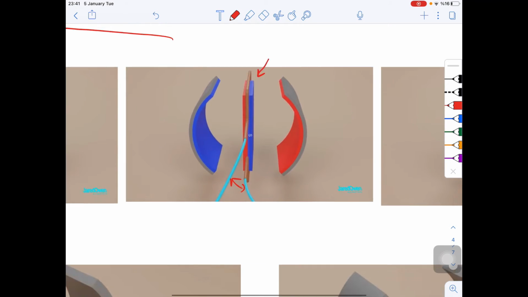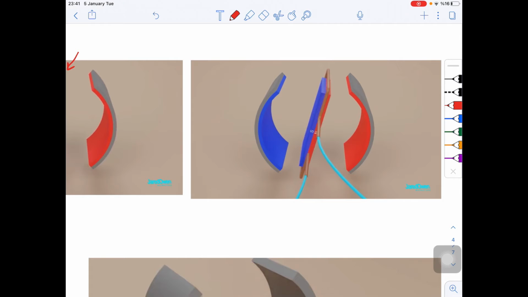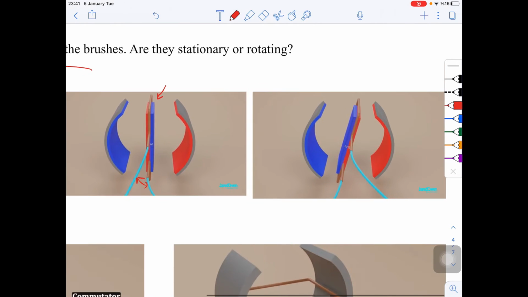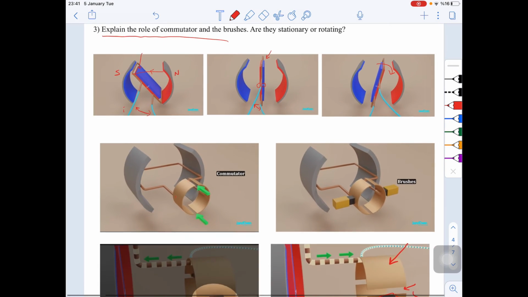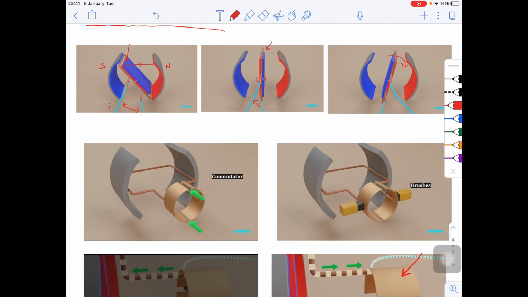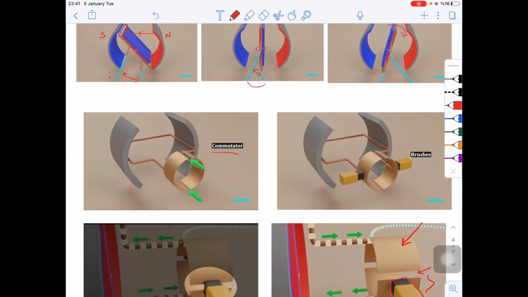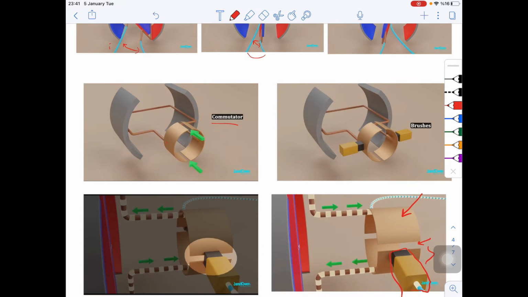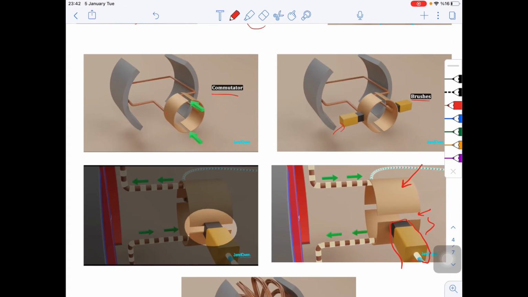However, if we switch the wires, the north pole and south pole will replace each other, and our electromagnet will rotate continuously. And instead of doing this manually by switching wires, we have the commutator. This commutator is a rotating part that has air gaps in it. And we have brushes, which are stationary parts.